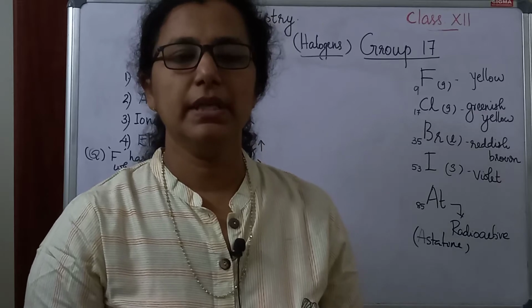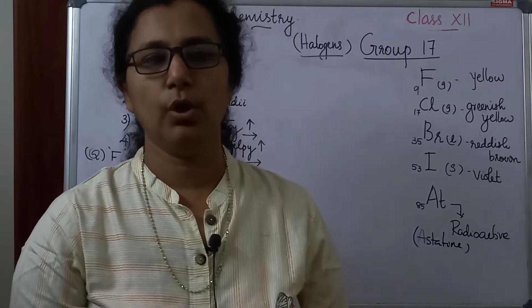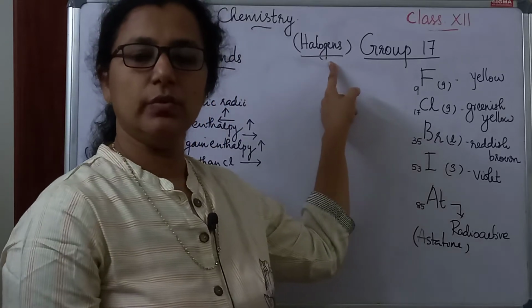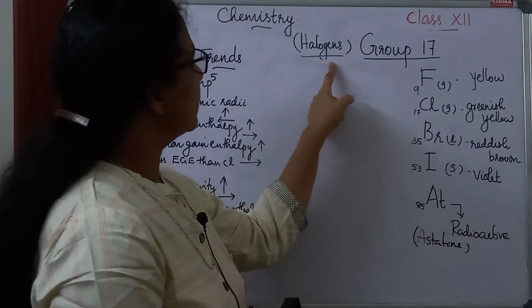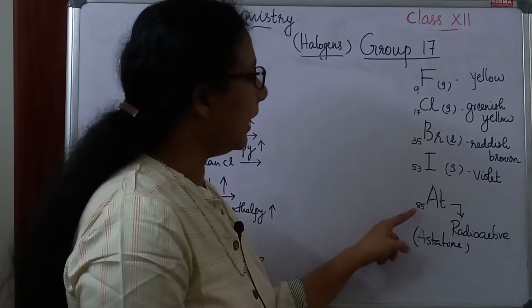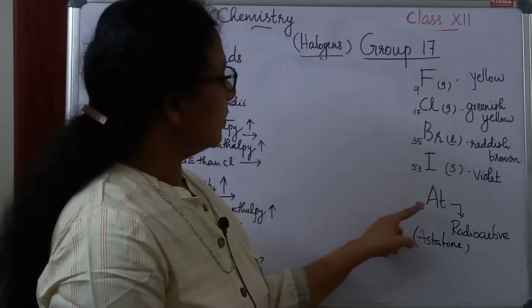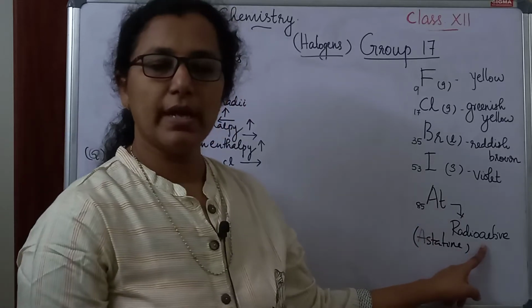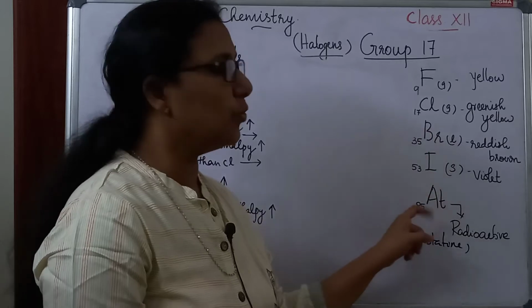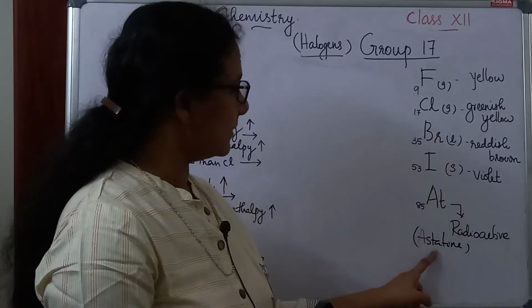Hello students, let us begin another important group in P block elements, that is group 17. Group 17 elements are otherwise called halogens. The halogen family includes fluorine, chlorine, bromine, iodine and astatine. Astatine is a radioactive element. There is a question: which is a radioactive element present in group 17? That is astatine.